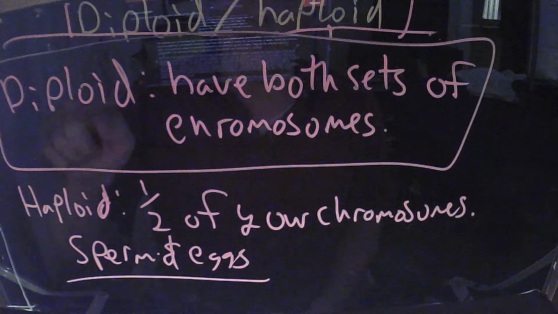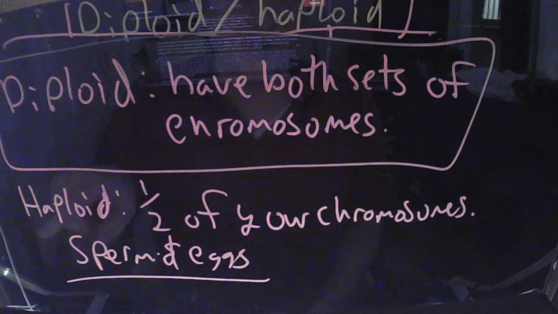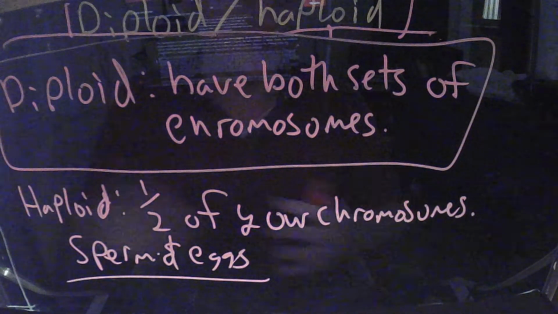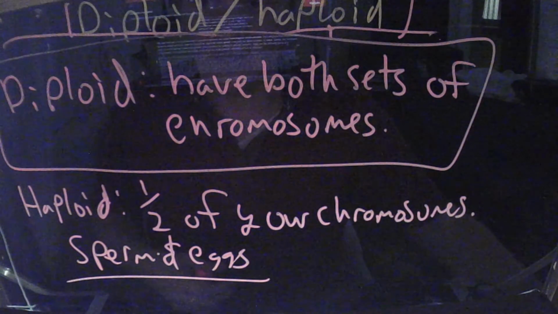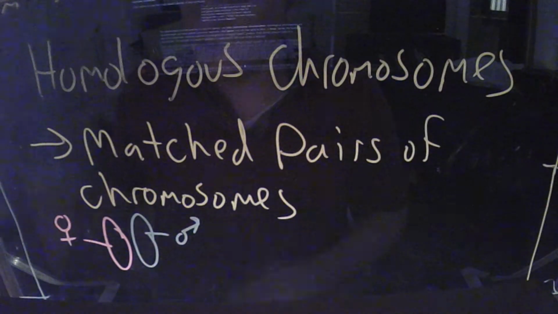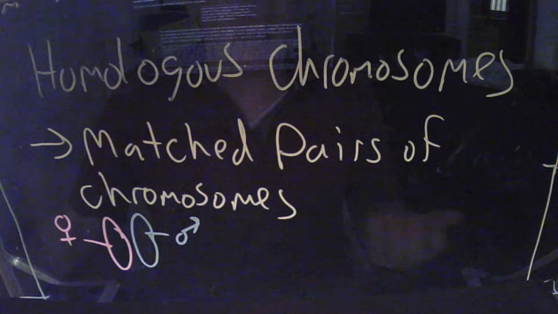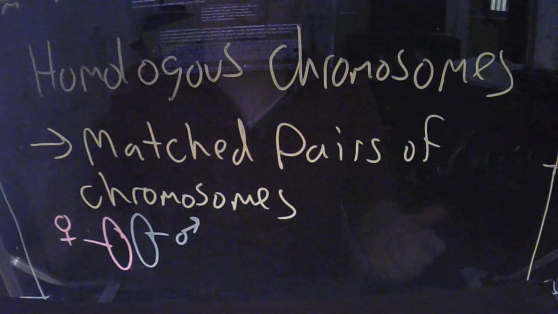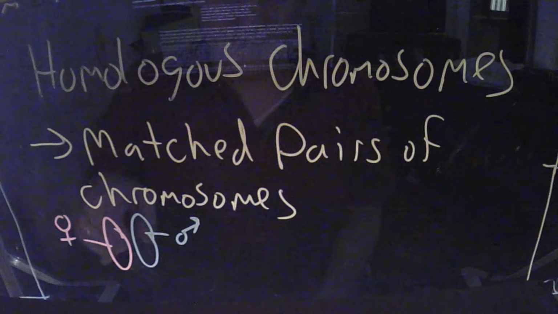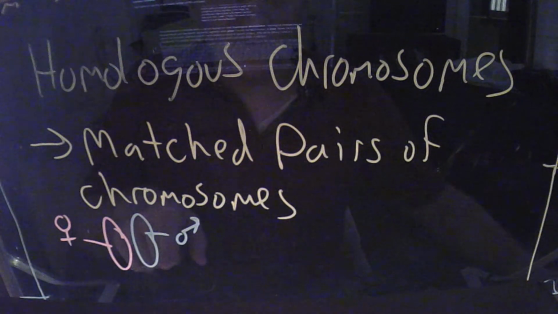What I want you to know is that most of your cells are diploid. Some of your cells, like your sperm and egg cells, are haploid, meaning they have half of the chromosomes that they need. We also have this notion of homologous chromosomes, which are matched pairs of chromosomes, which hopefully you remember from the last lecture, means you got one from your mom and you got one from your dad.